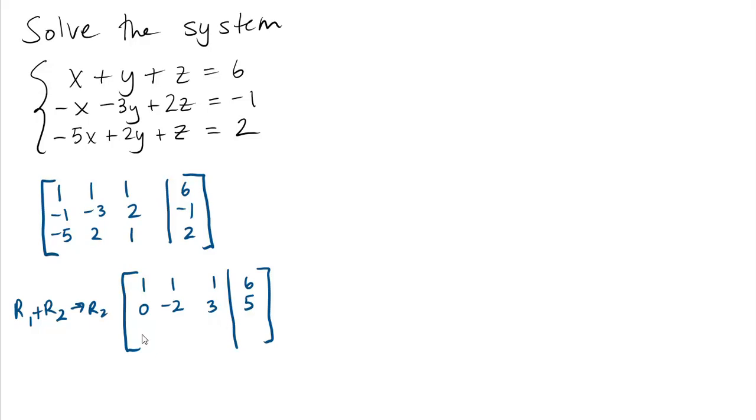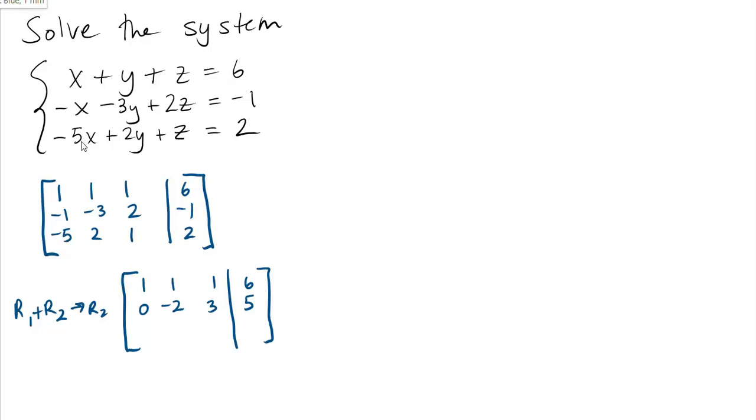Now my next goal is to create another 0 underneath that 1. If I can do that, then I will have eliminated the x's in the last two equations, and the bottom two equations will have two variables, and then we can eliminate one more of those, and we'll be able to find the value of either y or z. So how am I going to turn this into a 0? Well, I can take the 1 in the first row, multiply it by 5, and then add it to the third row. And that's exactly what you'd do if you were working with the equations.